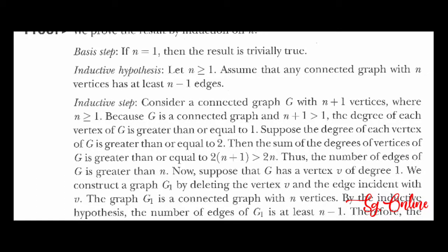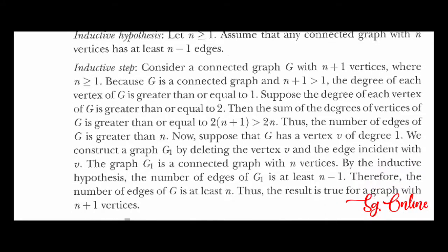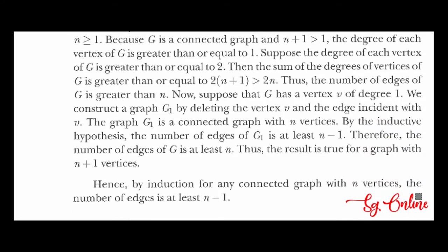So all the vertices have degree greater than or equal to 1, and we first consider the case where all the vertices are of degree greater than or equal to 2. Then you know that the sum of degrees of vertices is greater than or equal to twice n plus 1, and that is greater than 2n. So the number of edges, which is half of the sum of degrees of vertices, is greater than n, and that is more than we require. That is, we require that it is greater than or equal to n. In this case, it is strictly greater than n.